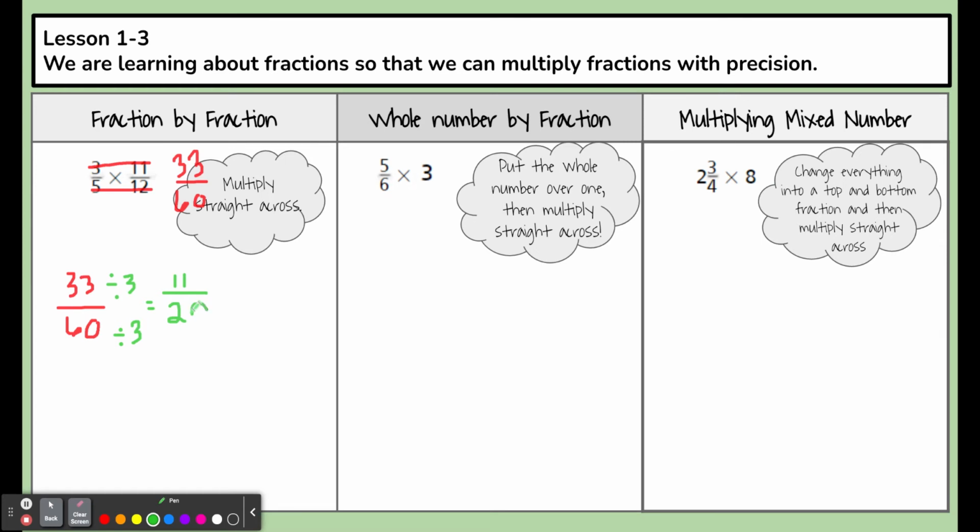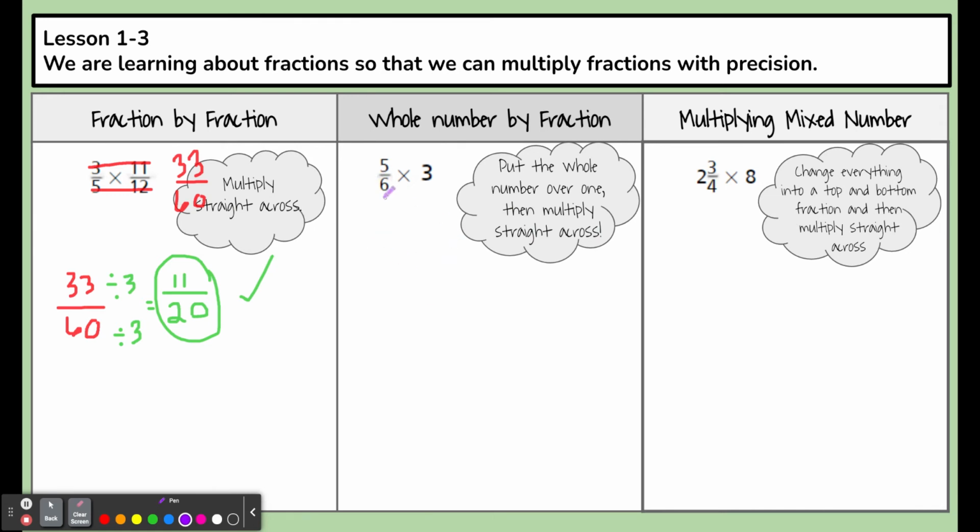Now I want to look at this answer too. Is there anything that I can divide the top and the bottom by? Anything that goes into both 11 and 20? I don't think so, so this is my answer. When you multiply 3/5 times 11/12, your product is 11/20. Donezo. So let's look at this next problem.